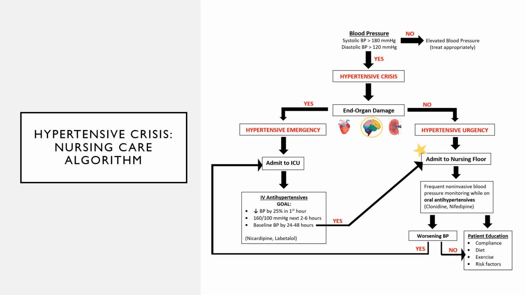His blood pressure was still monitored while he was taking oral antihypertensives. If blood pressure measurements were to worsen, then the patient may need to return to the ICU. But if blood pressure measures remain at baseline, then patient education is provided. So overall, the questions in this algorithm can be asked to determine if it is a true hypertensive crisis and then either a hypertensive urgency or emergency situation.